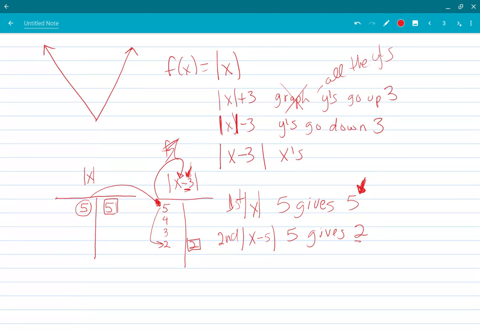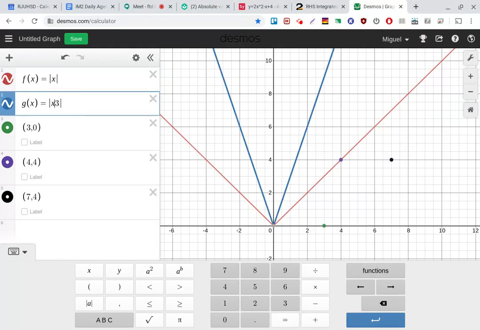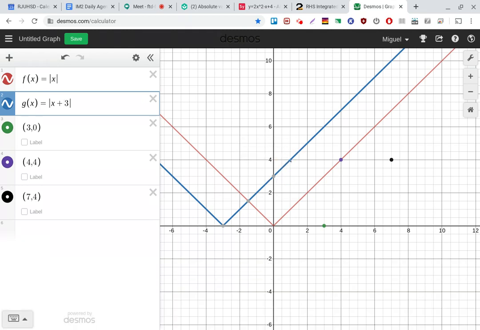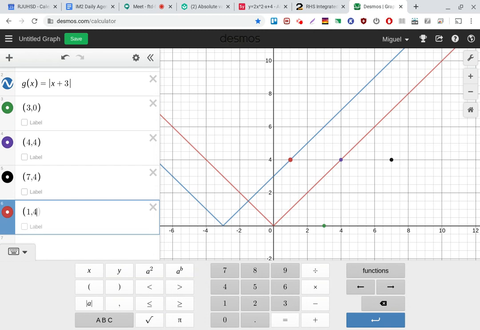And versus when you do x plus 3, the inputs are getting a head start by 3. So if you put x plus 3 here, then the blue one is actually faster than the red one because they're getting up there faster. For example, when did the blue one become 4? It became 4 at 1. At 1, the input was 4 for the blue one. Okay. All right. That is the why.